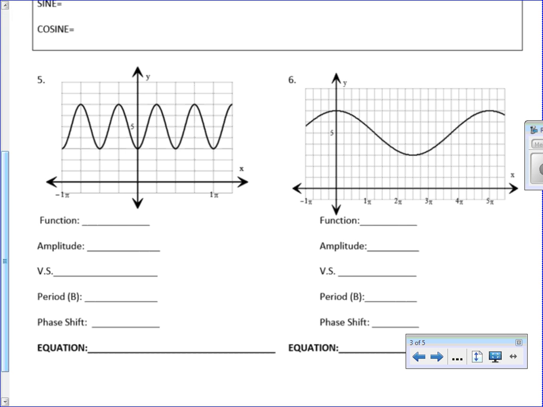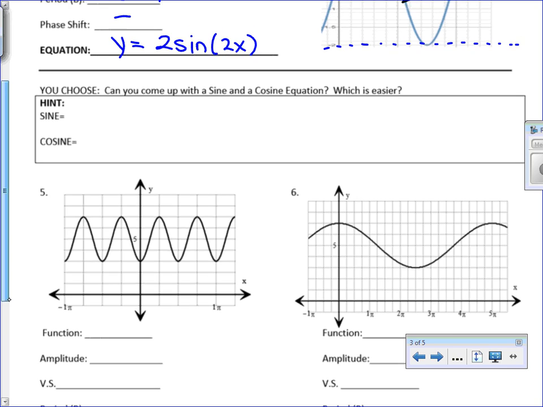Okay, so what we have to do is we have to get really good at figuring out if it's sine or cosine. I want to avoid the phase shift at all costs. So if you're trying not to shift things, where do both of our graphs begin normally? On the y-axis. So my hint is look at the y-axis.